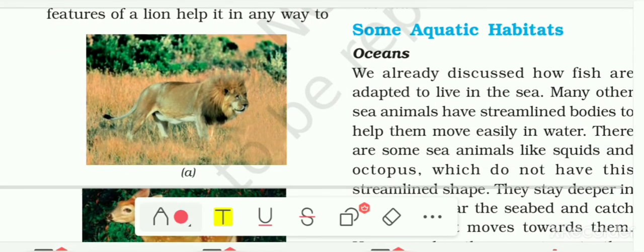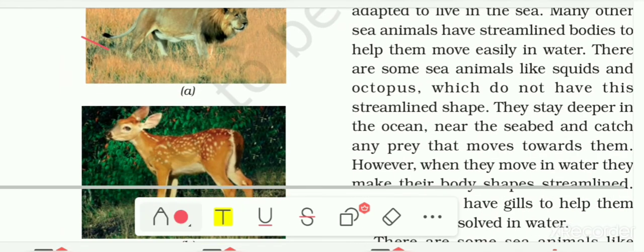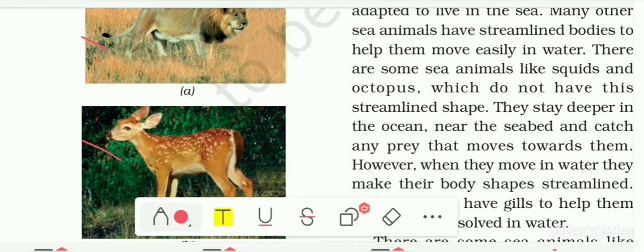Here in the figure, the first picture shows the lion and the next shows the deer. Now notice how the eyes are placed on the face of these two animals. Are they in the front of the face or on the side of the face? You will find that both have eyes on the sides of the face.